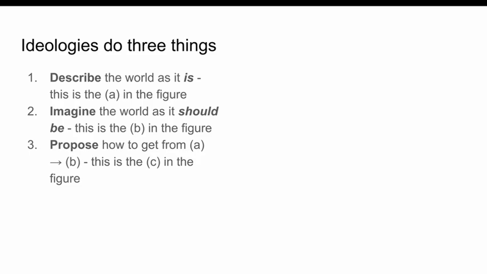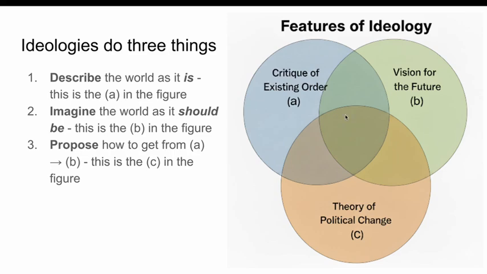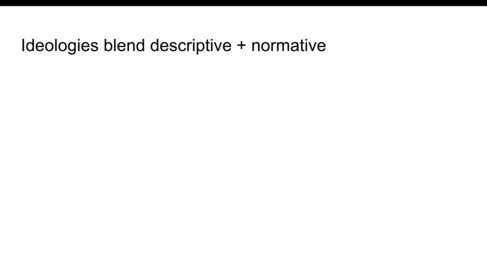So ideologies really do two things. They describe the world as it is. This is what this blue part of this Venn diagram is meant to demonstrate. They imagine the world as it should be, the emphasis here being on the word should, which I'll get to in the next slide. This part of the Venn diagram. And then finally, they propose how we are supposed to get from the way that the world is to the way that we think the world should look. And so ideologies are really a combination of descriptive and normative elements.